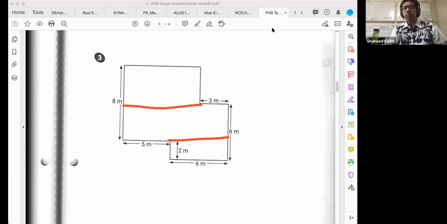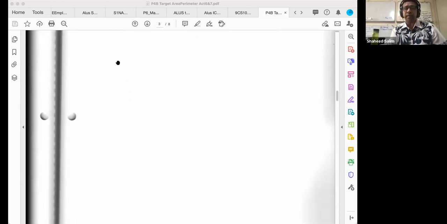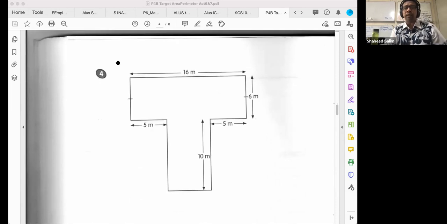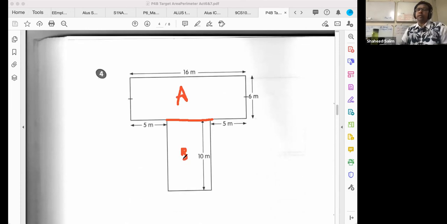Okay, so we are now going to go to the next one. Let's see, are you able to do this? I'm going to cut for you one simple cut, and then please find the area of A and B, yeah? And go, please.